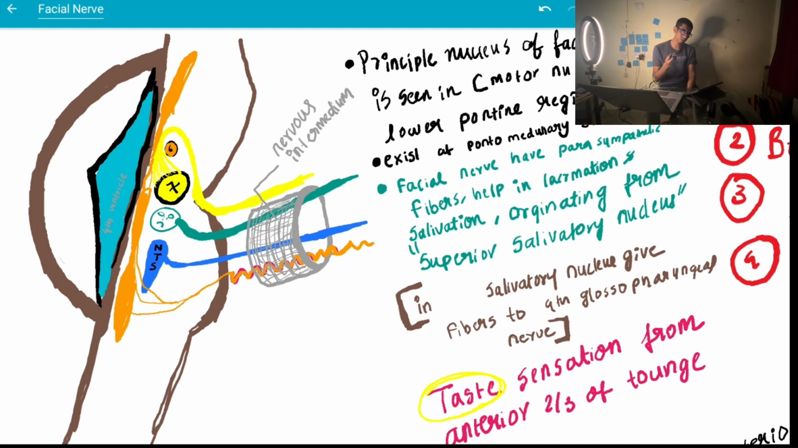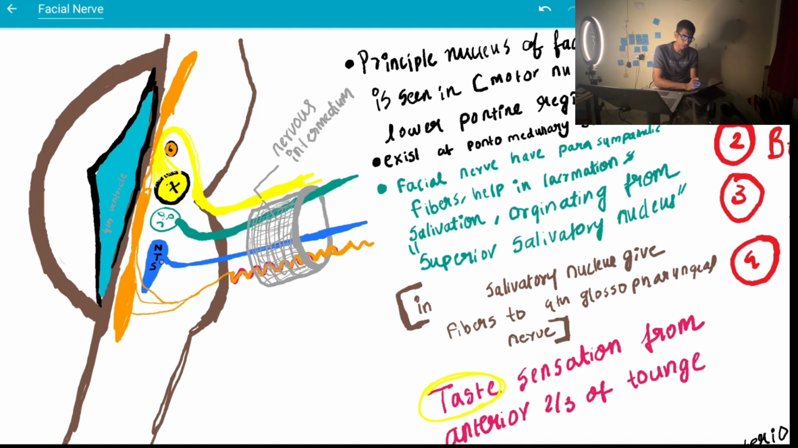The stapedius muscle, which is stabilizing the stapes bone. Then also the posterior digastric and stylohyoid muscles, right? Those help in chewing and swallowing the food. So that nucleus is coming from the brainstem. This yellow color is that motor branch. Right. Next, there is a green color carrying the lacrimal, that is parasympathetic.